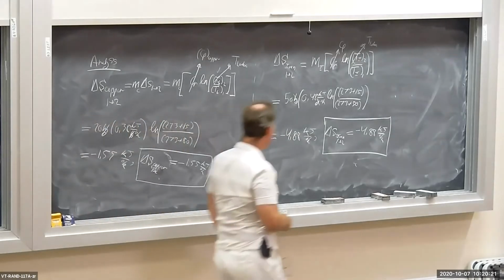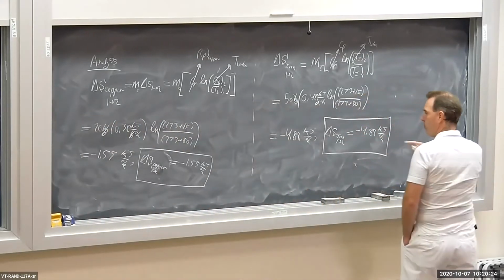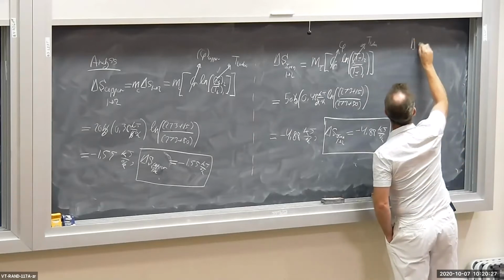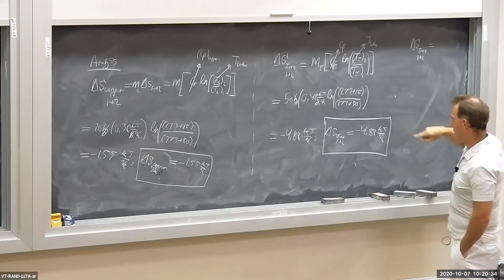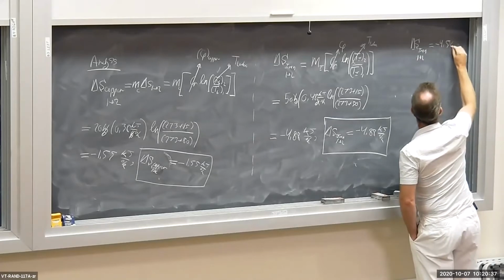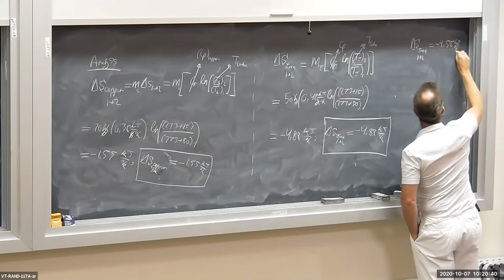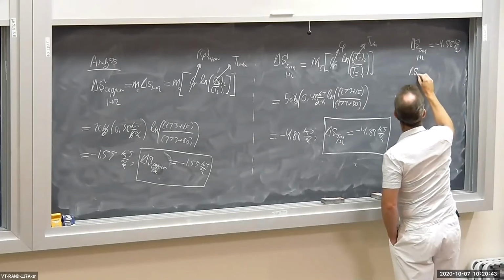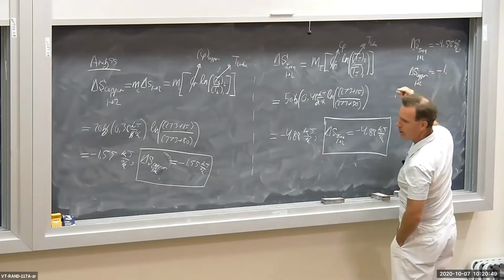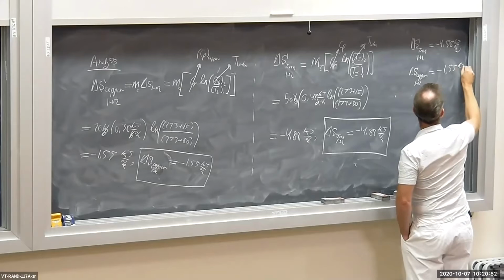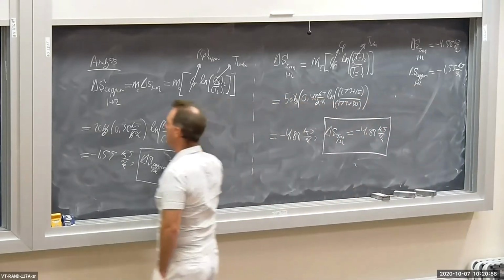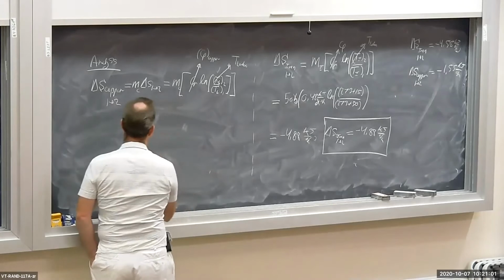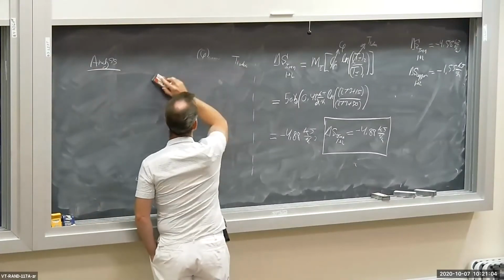So I think what I'm going to do here is write delta S for the copper and the iron over here because we're going to come back to it. Delta S iron from 1 to 2 is negative 4.88 kilojoule per degree Kelvin, and delta S for the copper from 1 to 2 is negative 1.55 kilojoule per degree Kelvin. Okay, so we're going to come back to these, so I want to write them down somewhere.